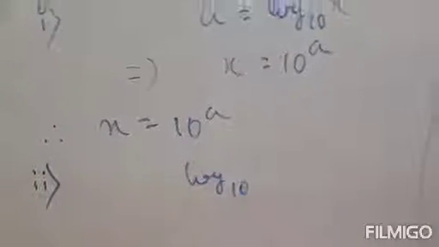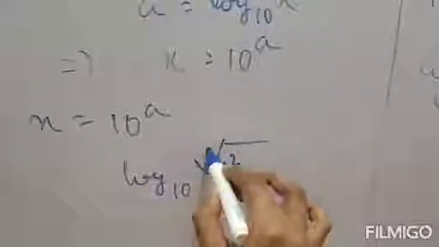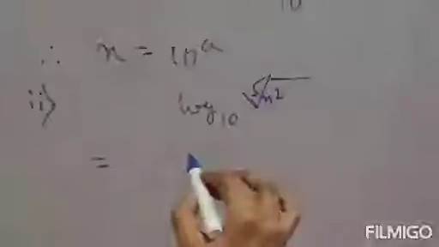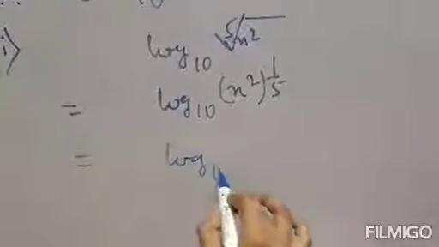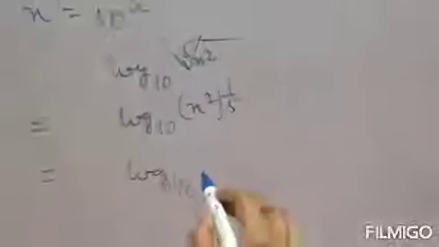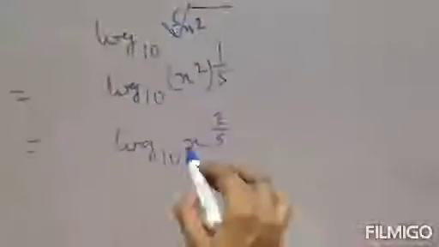Question number 2 says we have to find the value of log base 10 of the fifth root of x square. There is a fifth root of x square, so we can write log base 10 of x square to the power 1 by 5. If we eliminate the root, it is x square to the power 1 by 5. Now, log base 10 of x, 2 into 1 by 5 means 2 by 5. Just put x in brackets.